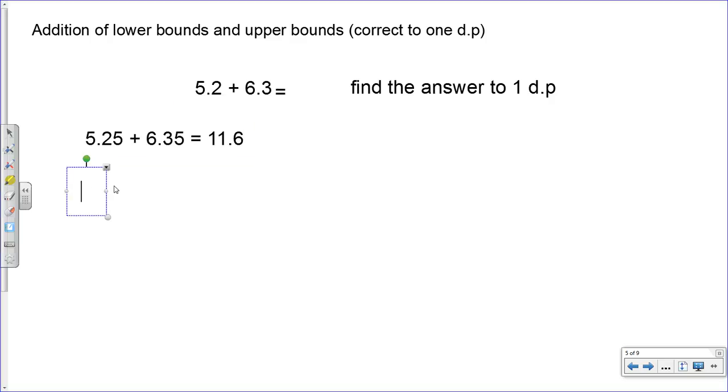Let's have a look at the lower bound. The lower bound of 5.2 would be 5.15, and the lower bound of 6.3 would be 6.25, the answer being 11.4. So that's the lower bound answer, and that's the upper bound answer.